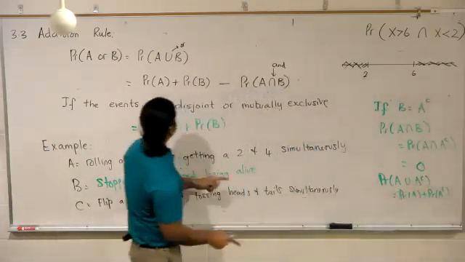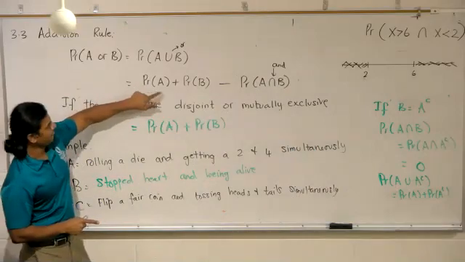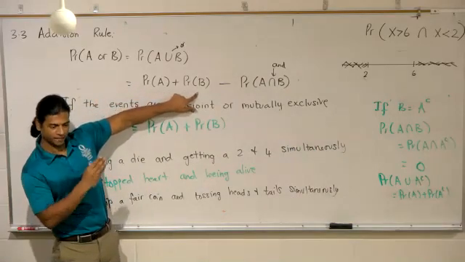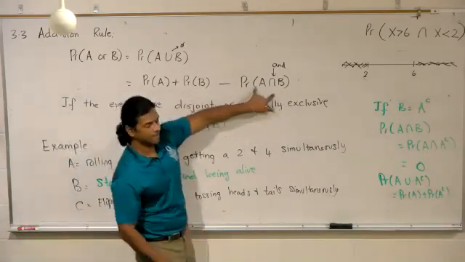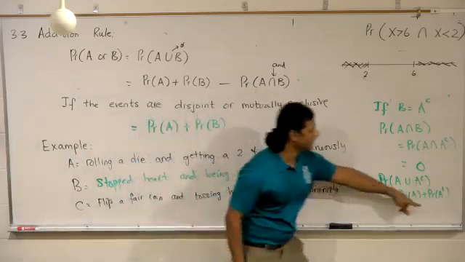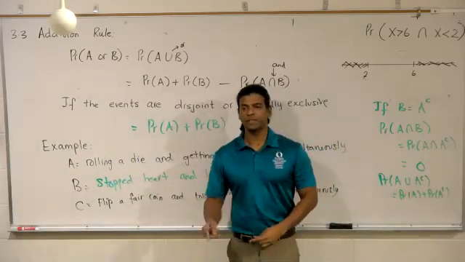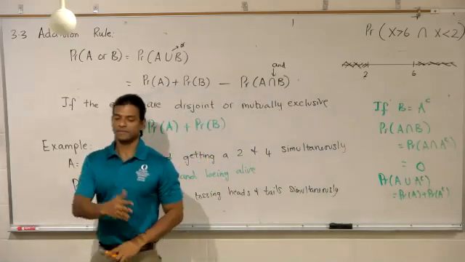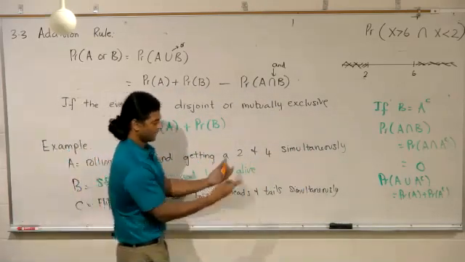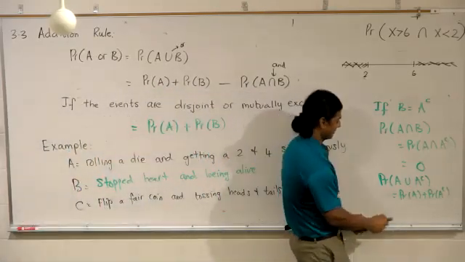It will simply be the probability of A plus the probability of B, which is a complement, but the last part cannot happen, so minus 0. You'll simply get the probability of A plus the probability of A complement. But what is the sum of those two? 1.